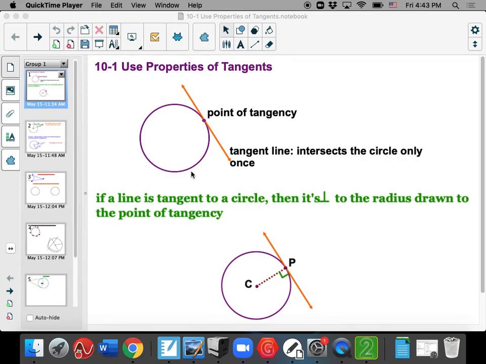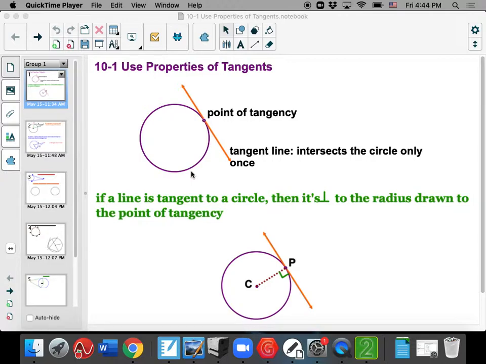Section 10.1 talks about using the properties of tangent lines. So our first diagram here demonstrates the two pieces of a tangent line, one of them called the point of tangency, and that is where the tangent line actually intersects the circle, and then what we call a tangent line. Now a tangent line only intersects a circle at one point on the outer piece of the circumference, and that point that it intersects is called the point of tangency.